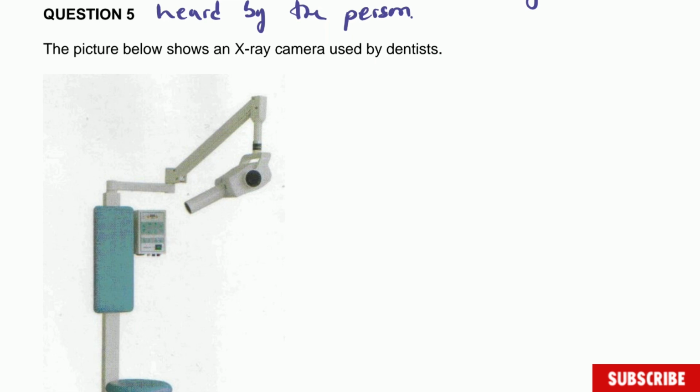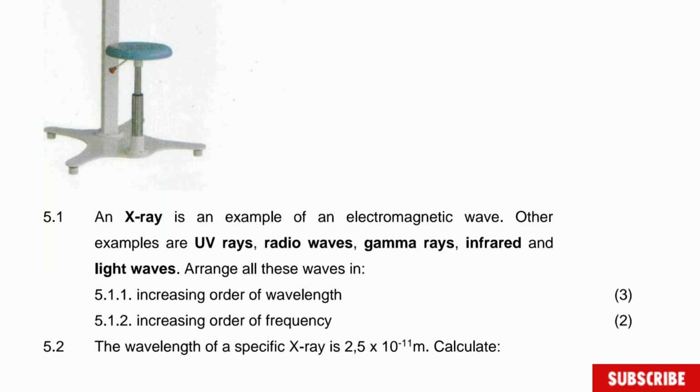Question 5 said the picture below shows an X-ray camera used by dentists, and you can see the camera there. Question 5.1, an X-ray is an example of an electromagnetic wave. Other examples are ultraviolet rays, radio waves, gamma rays, infrared, and light waves. Arrange all these waves in increasing order of wavelengths.